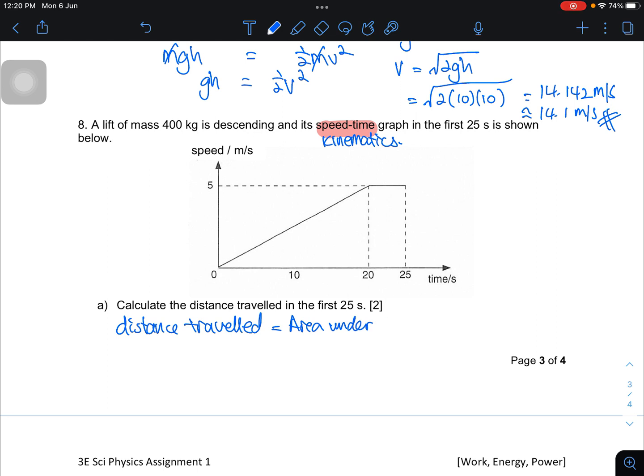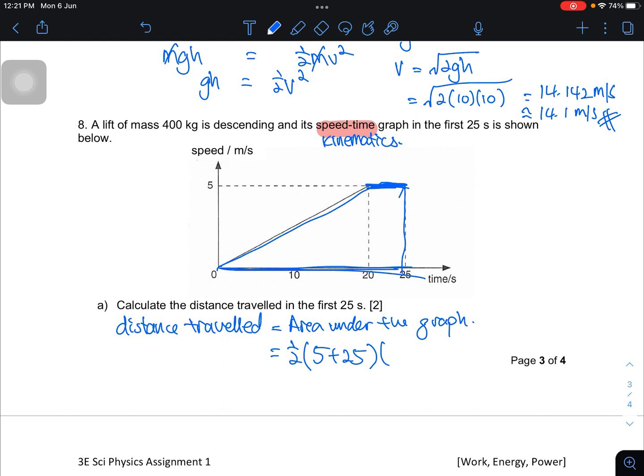Area under the graph. Write this down, okay? 1 mark. So already we can establish your understanding. Next up is just using the formula to find the area. What shape is this? This is a trapezium, right? So what is the area? Equals half times the sum of parallel sides. This is 1 parallel side, 2 parallel sides. This is 5 and this is 25. 5 plus 25, multiplied by the distance between the 2 parallel sides. This is 5. So let's do it. Half times 30 times 5. 75 meters. So the lift actually descended 75 meters.